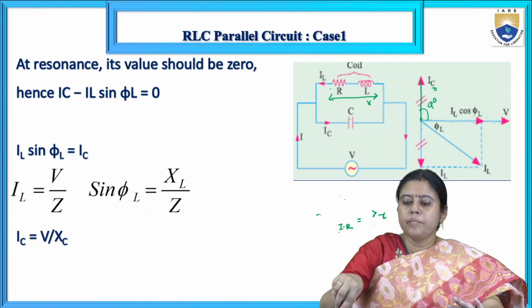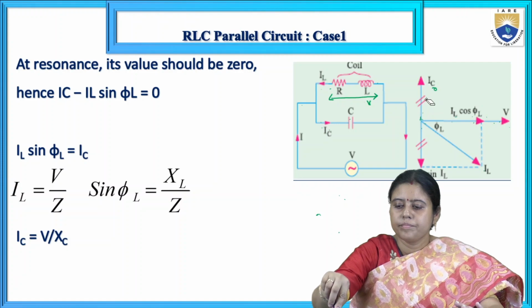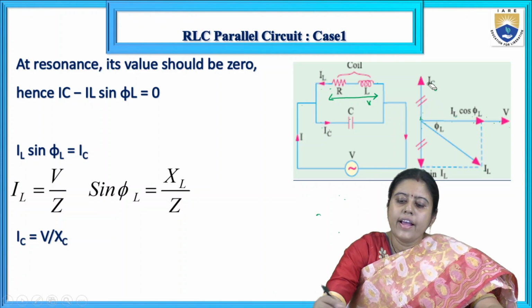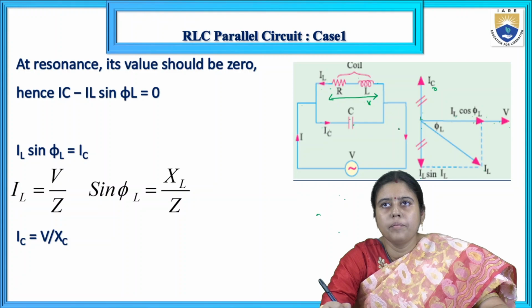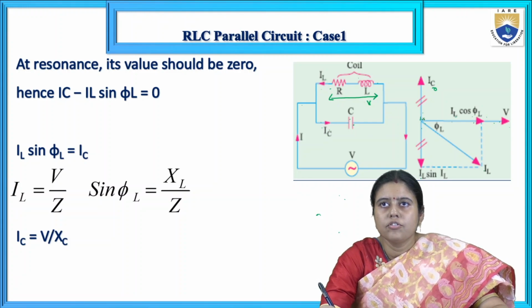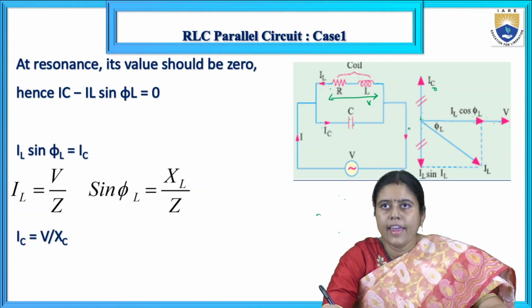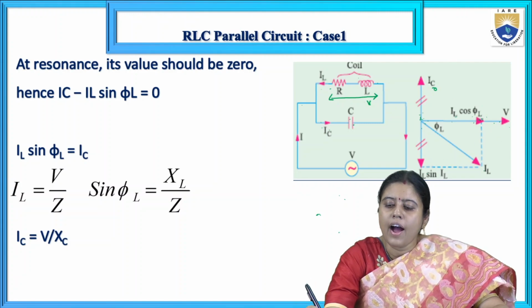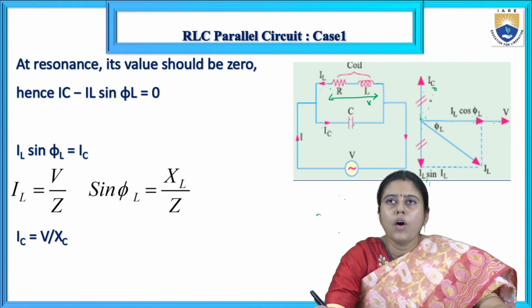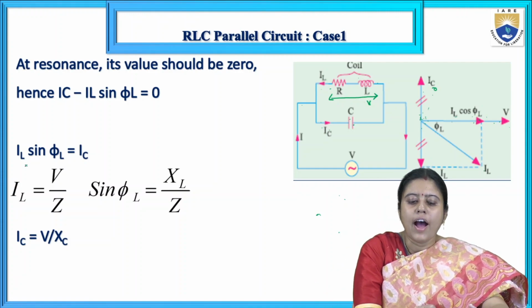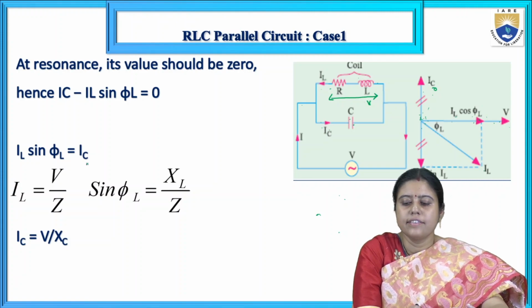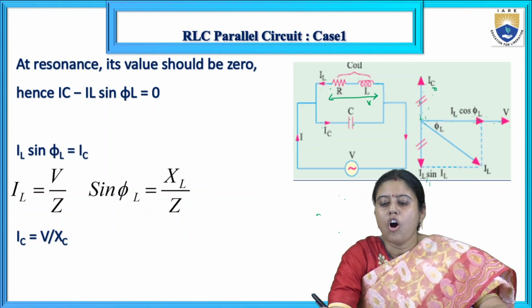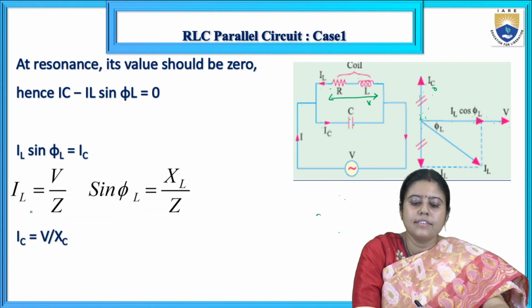Or I can make it more clear: IC current and IL current will be 90 degrees apart. So this is theta L, IL, and IL cos theta L, IL sin theta L. What is the relation between IC and IL sin theta L? Both are 180 degrees apart, in opposite directions. So IL sin theta L is equal to IC.